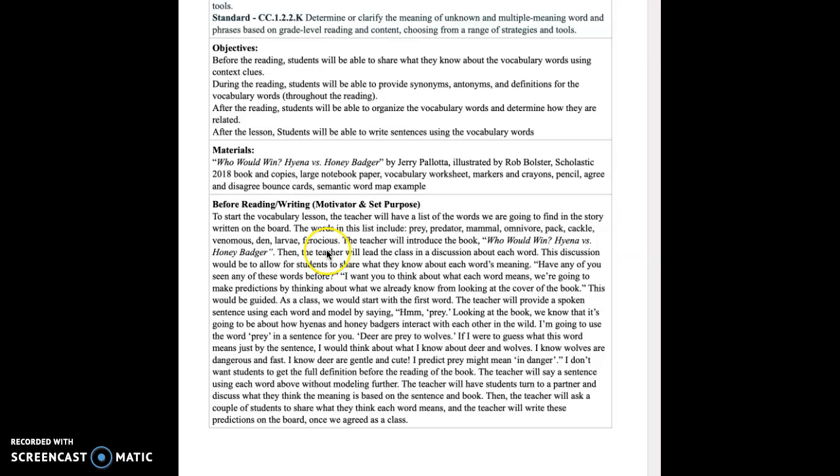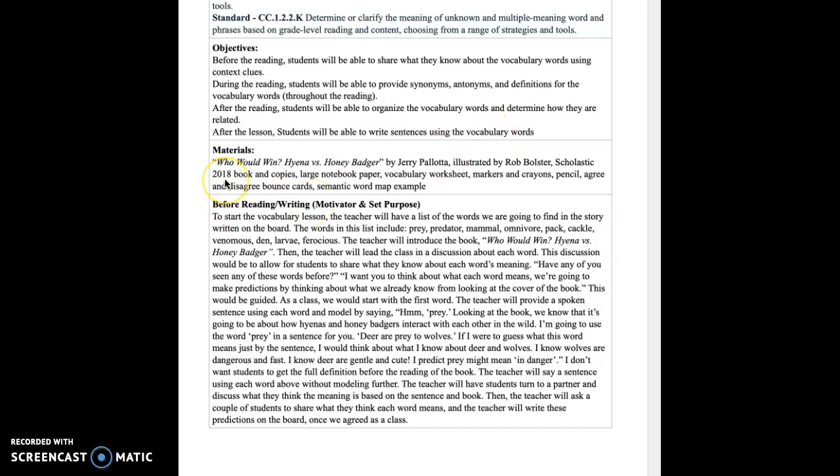So the materials here would be the book, and I included the author, illustrator, and date. It was published in 2018. It is a Scholastic book. If you haven't seen these books, Who Would Win? There's a series of them. The one I'm choosing here is Hyena versus Honey Badger, but they have Great White versus Killer Whale. There's a bunch of them that kids really enjoy.